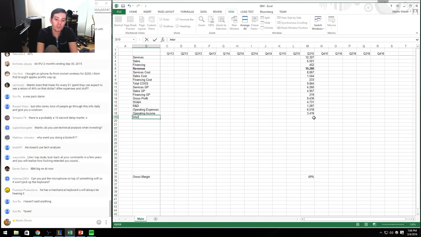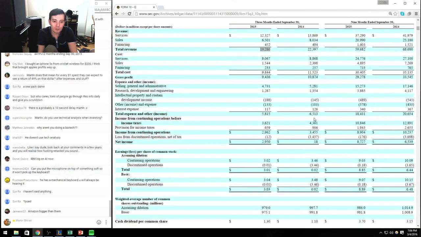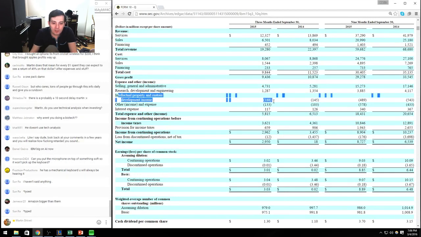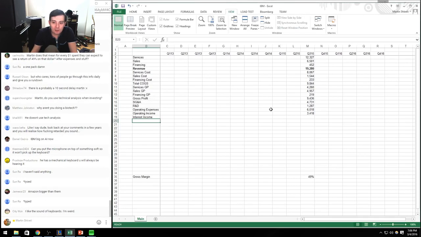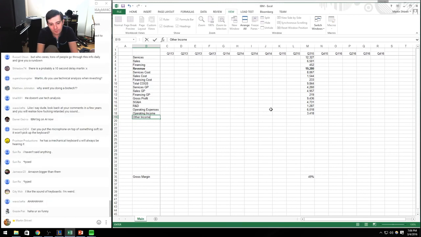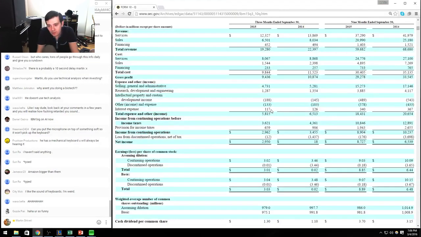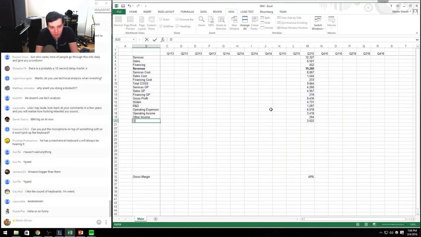But then we have interest income. In IBM's case, they can have a variety of items, so we'll just call it other income. There's a bunch of positives and negatives. So 188 plus 133 minus 117. So they got 3.6 billion of what we'll call pre-tax income. And then taxes and net income.